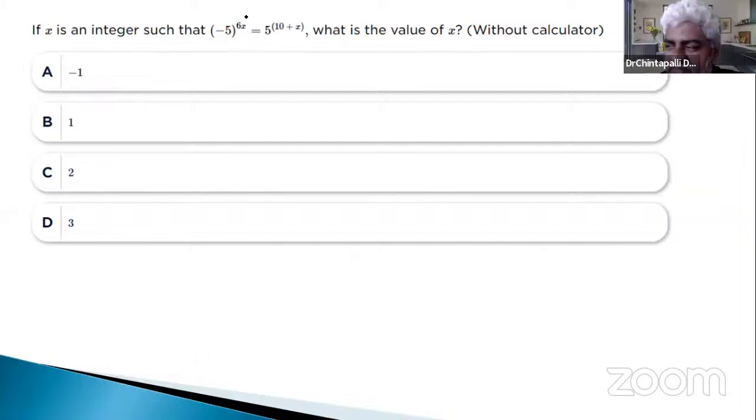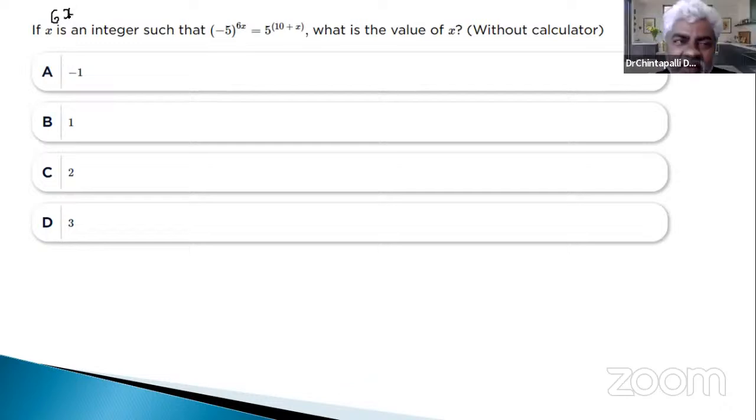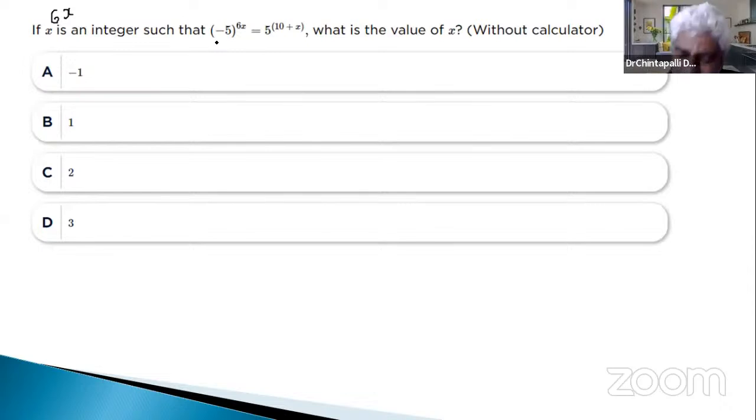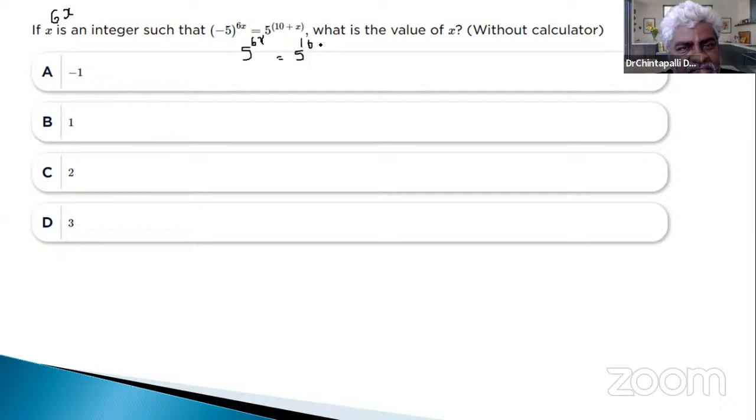If I have an odd number, very good. If I take 3 and put it in 6x, 6x is always even, because 6 into anything is surely even. So a negative value to the power of any even number is positive. So it is 5 to the power of 6x, equal to 5 to the power of 10 plus x.